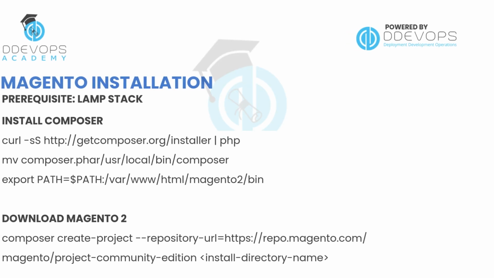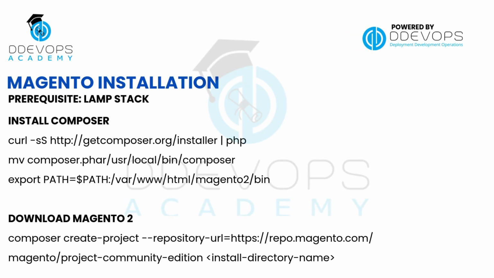Let's set up Magento 2 with the LAMP stack. First, install Composer, Magento's dependency manager, using a simple curl command. Move it to your system path for global access. Then, download Magento 2 using Composer's Create Project command, pointing to the official Magento repository. This sets the foundation for a powerful e-commerce platform, ready for customization and deployment.